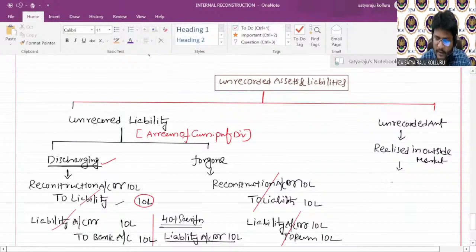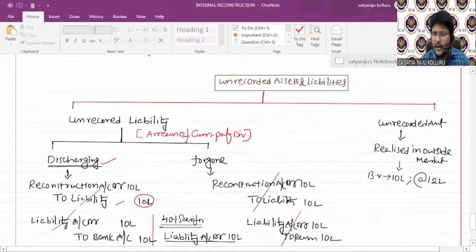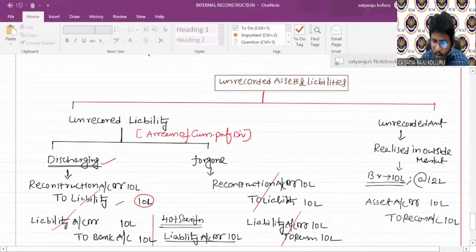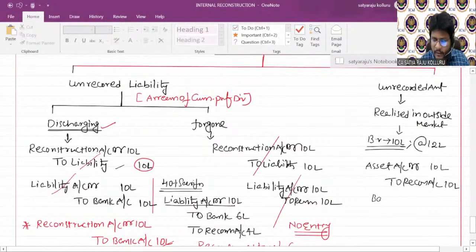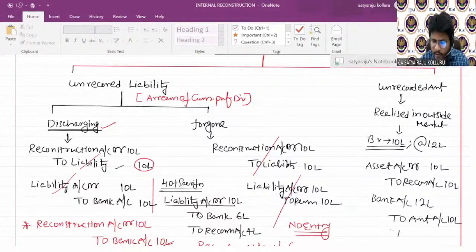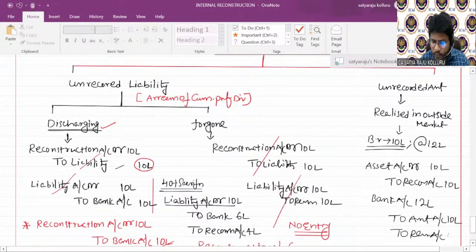If you want, first I will record it in the same way. Let us assume the book value of the asset is 10 lakhs. You are realizing at the rate of 12 lakhs. Now, what is the journal entry, sir? First, you can record such asset into your books of accounts by passing the entry asset account debtor to reconstruction account, which is 10 lakhs book value, right? Now you are selling such specific asset at the rate of 12 lakhs: bank account debtor 12 lakhs to asset account 10 lakhs, which is profit. Such profit you can transfer to reconstruction account, which is 2 lakhs.